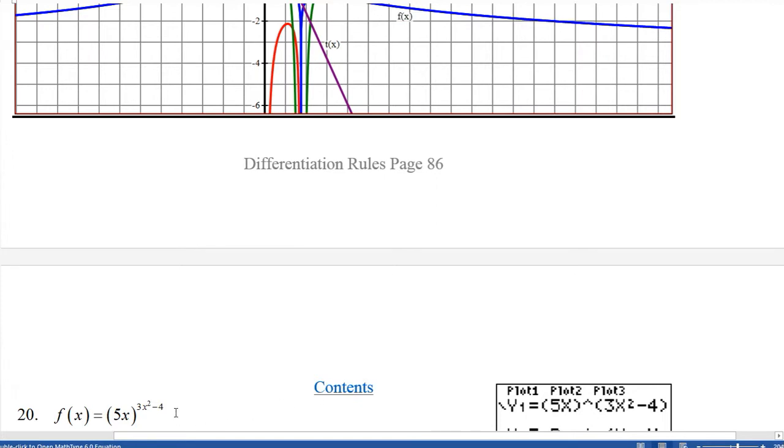Okay, one more in this set of problems here. Here we have a variable base and a variable power. Don't worry about the second derivative on this one, but see if you can come up with the first derivative and the tangent line when x equals 1. See if you can do that before you watch the next video.